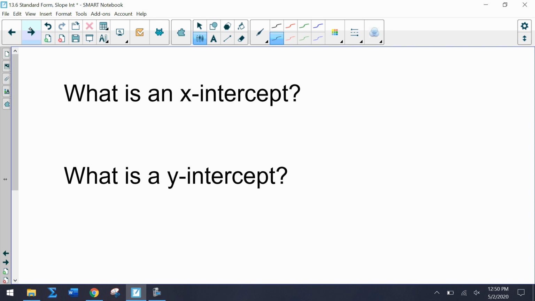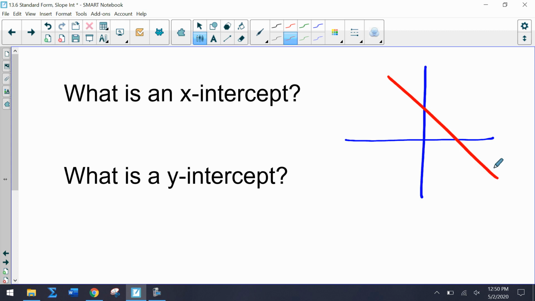Okay, so there are specific points on a graph that we can find, and they'll be super helpful. So if I have a graph here, we have 2 things that we could find. We can find an intercept. An intercept is where the graph crosses an axis. So at this point, that would be an x-intercept.